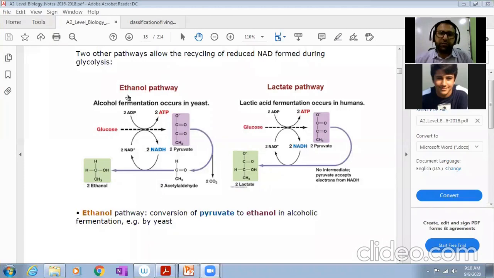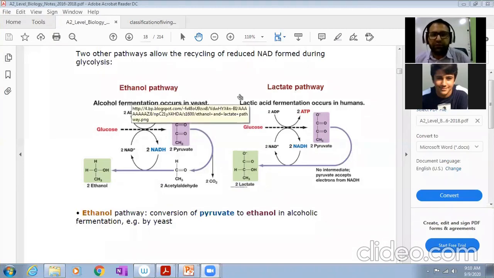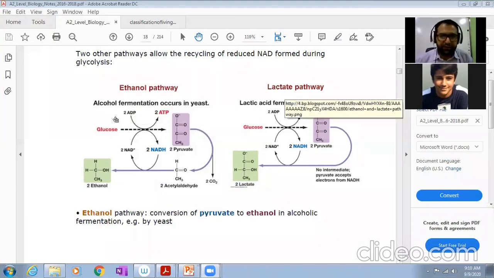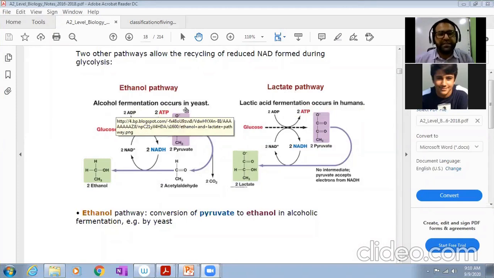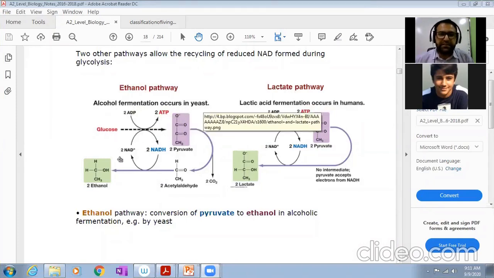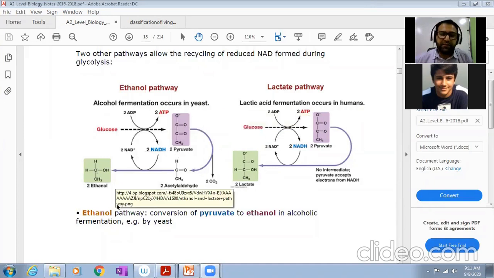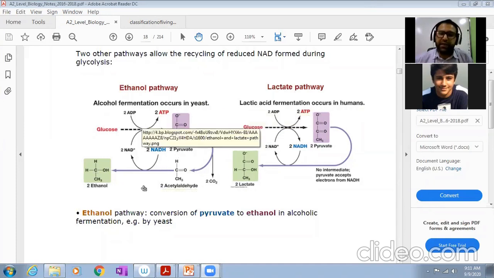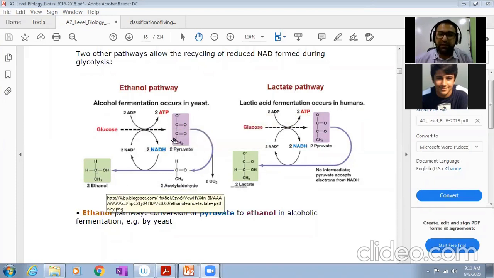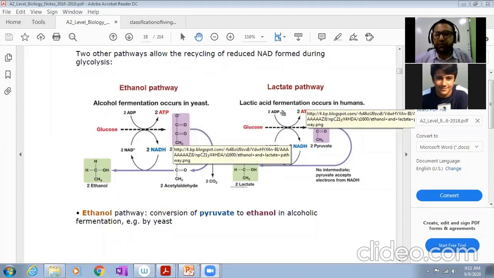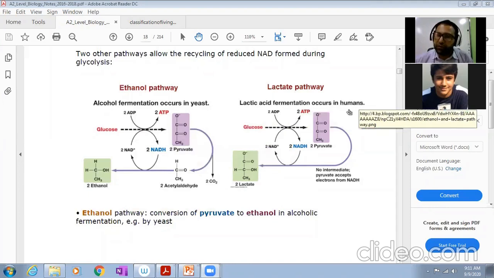Now, these are two pathways. One is the ethanol pathway, another is the lactate pathway, right? So alcohol fermentation occurs in yeast, meaning the formation of ethanol will happen in yeast. Yeast is a fungus, you know already, right? While the lactate pathway, lactic acid fermentation, will occur in humans.